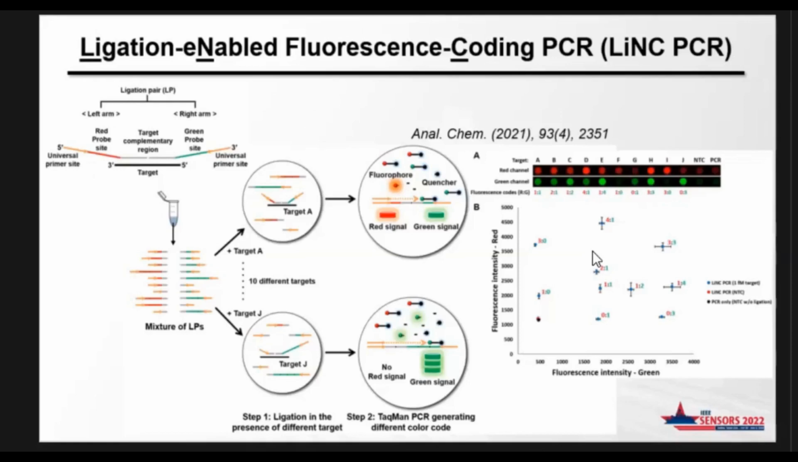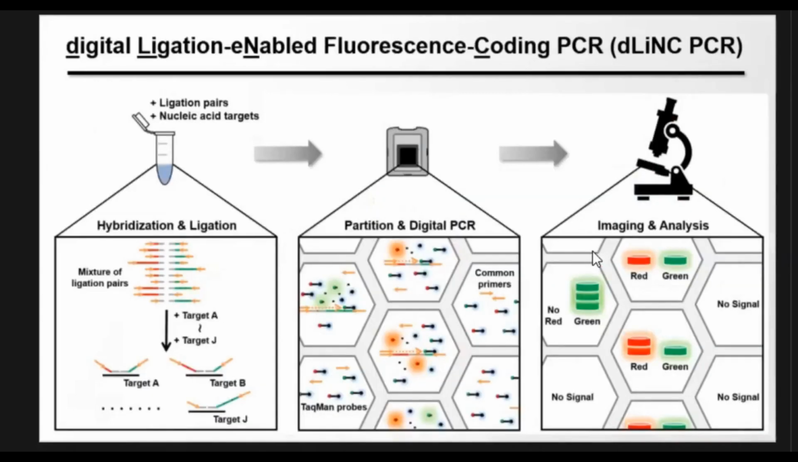And since the dLiNC PCR utilizes bulk-based TaqMan PCR, coexisting targets cannot be identified because the endpoint fluorescence intensity will be all mixed up, which means that this dLiNC PCR is limited to identify only one target at a time. So in order to overcome this limitation, we employ the digital PCR technology and named it as digital dLiNC PCR.